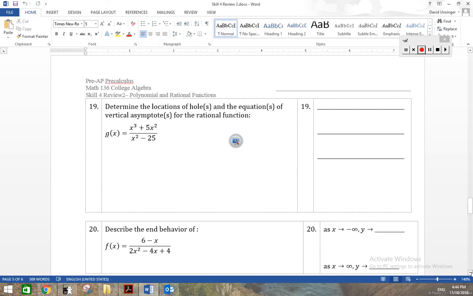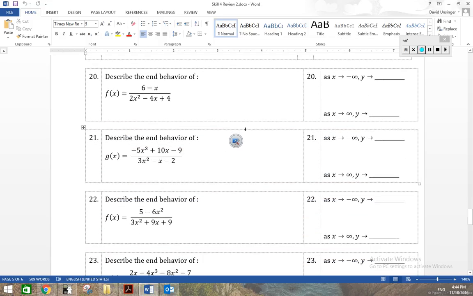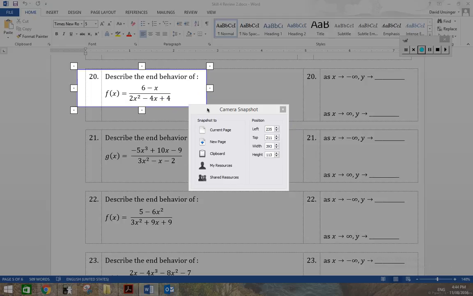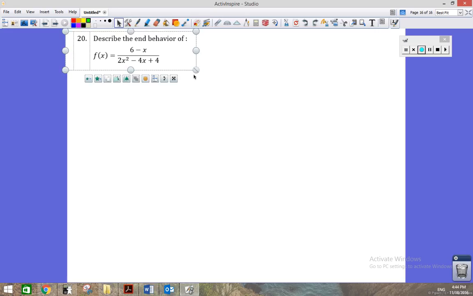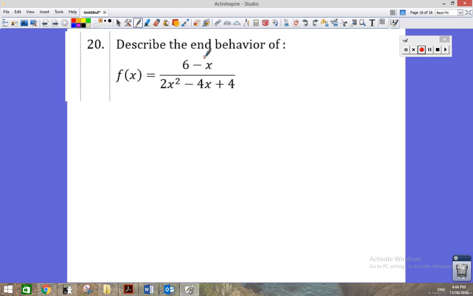Now, for 20, to determine the end behavior of a rational function, I compare the degree of the numerator against the degree of the denominator. The degree of the numerator is 1. The degree of the denominator is 2. And I just refer to that as being bottom heavy. That's not a technical math term. But whenever it's bottom heavy, the end behavior is a horizontal asymptote. So my horizontal asymptote is the line y equals 0. It's always the x-axis when it's bottom heavy.